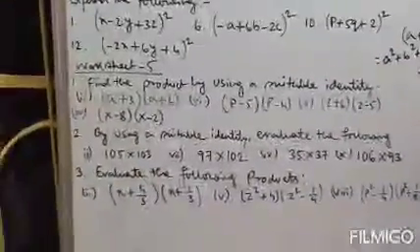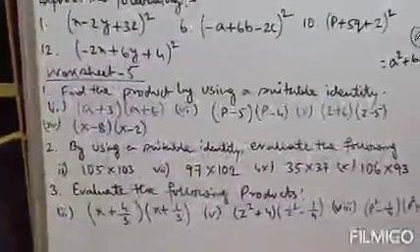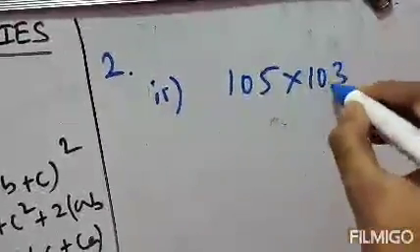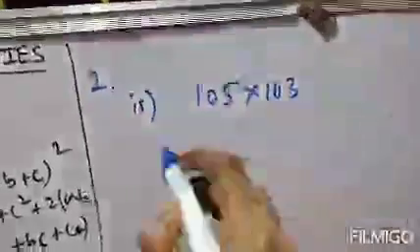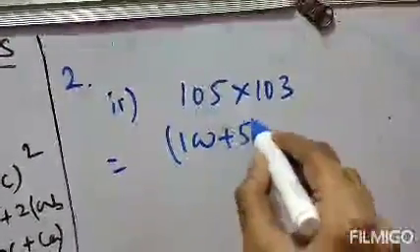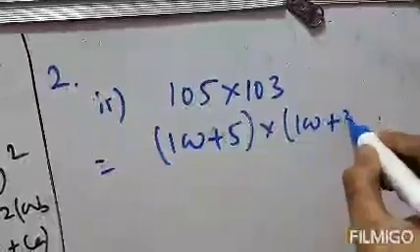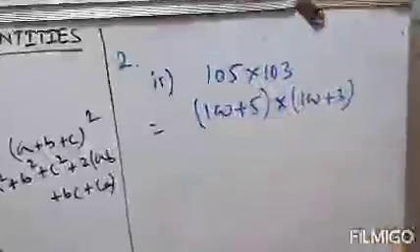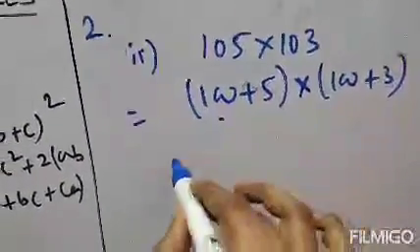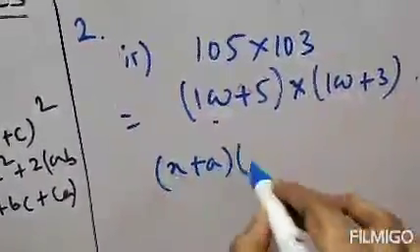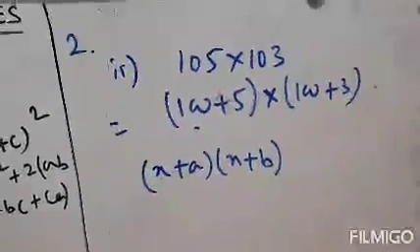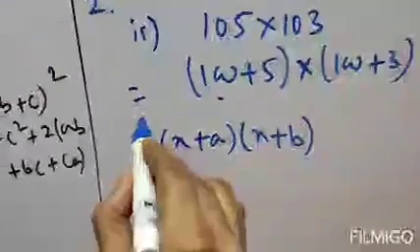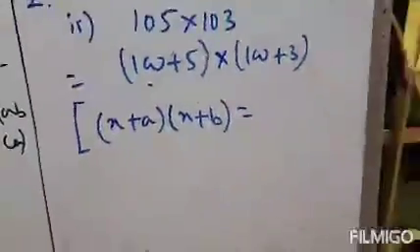By using a suitable identity, evaluate the following, that is 105 into 103. Clear? 105 into 103. So how can I solve this question? Just break this number like this: 100 plus 5 into 100 plus 3. Clear? That means 100 plus 5 is 105. Now compare those identities: x plus a, x plus b. Both signs are plus, so this identity should be followed.